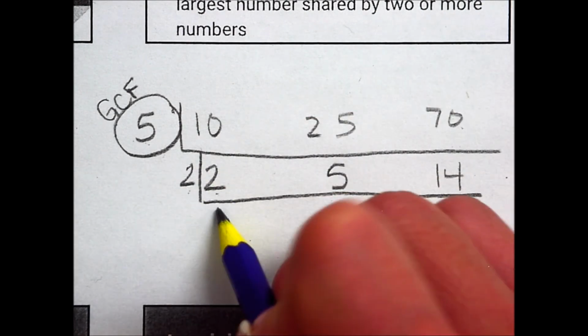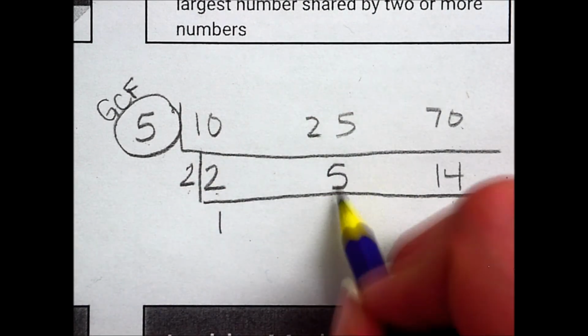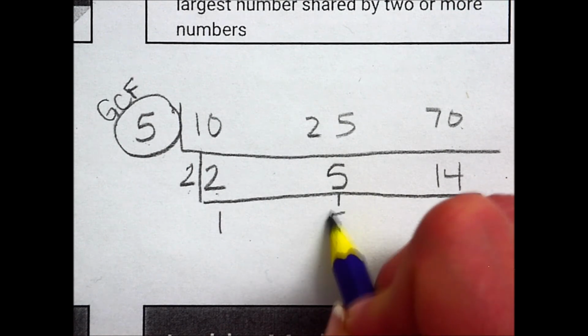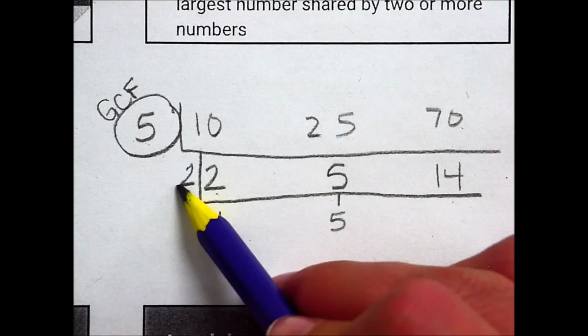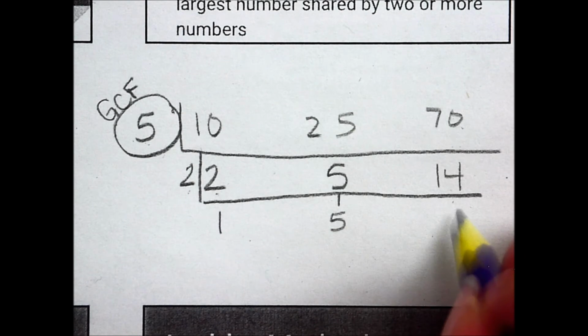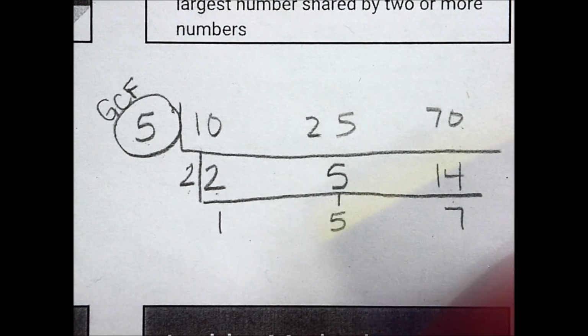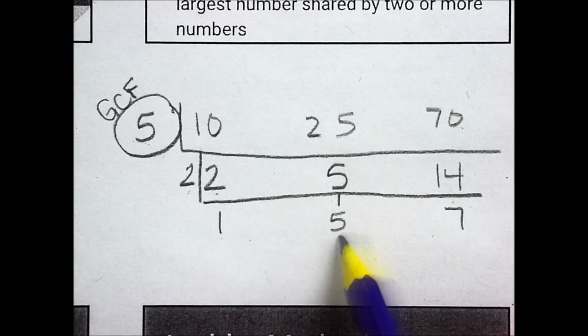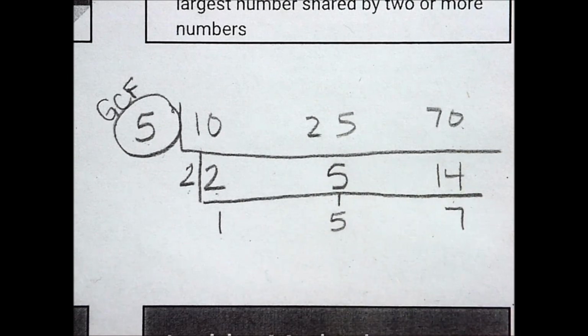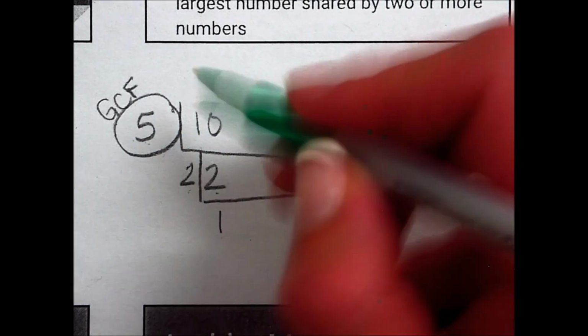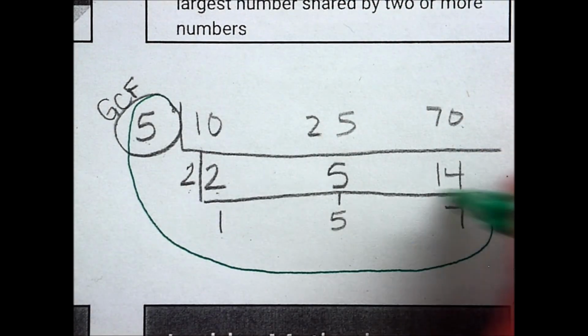2 goes into 2 one time. Now remember, I'm not pulling anything from the 5, so I'm just going to drop it down. 2 will go into 14 7 times. Now my bottom is 1, 7, 1, 5, and 7. So I've got nothing else to pull out. For LCM, I'll circle everything on the outside like we did yesterday.